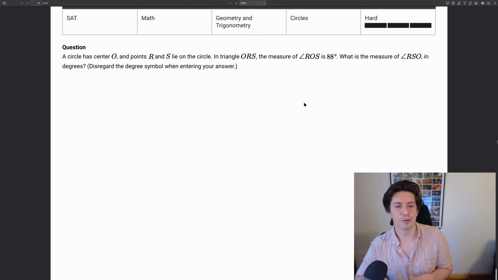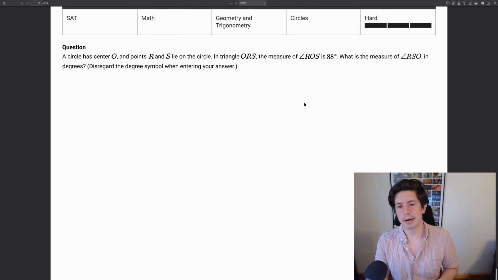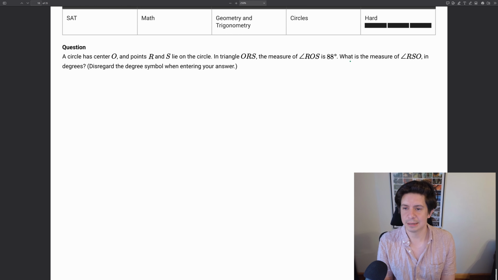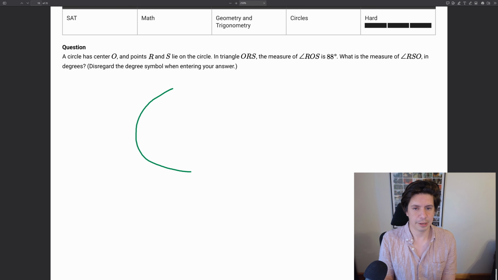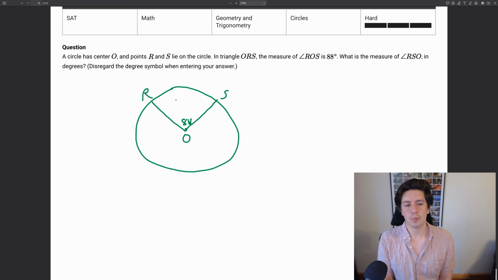A circle has center O and points R and S lie on the circle. In triangle ORS, the measure of angle ROS is 88 degrees. What is the measure of angle RSO in degrees? So you have a circle. Then you have a center O. And points R and S lie on the circle. So we could call this R, we could call this S. ROS is 88 degrees. What is the measure of angle RSO?